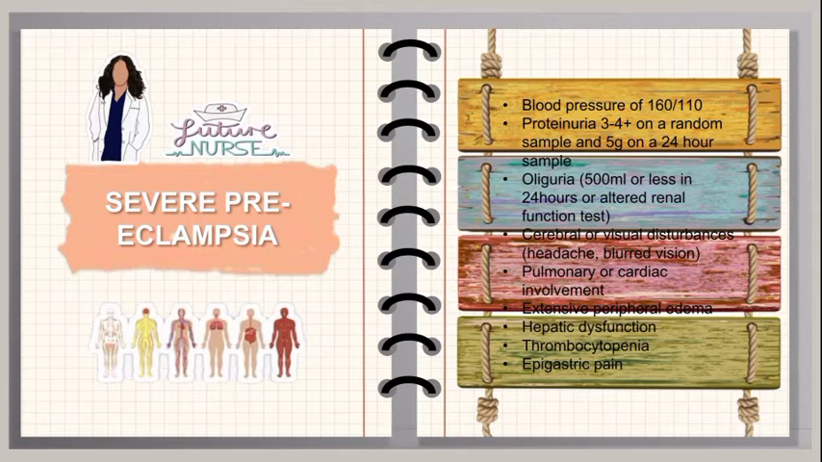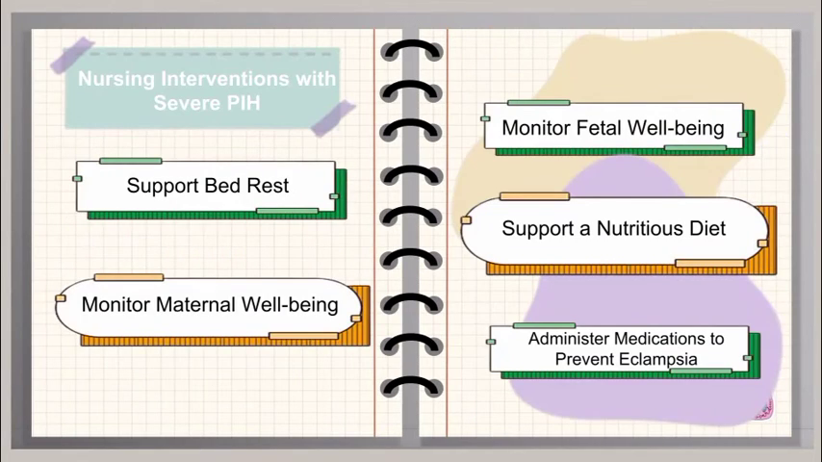Other symptoms are oliguria, cerebral or visual disturbances, headache, blurred vision, pulmonary or cardiac involvement, extensive peripheral edema, hepatic dysfunction, thrombocytopenia, and epigastric pain. So, in severe preeclampsia, there is a presence of protein in the urine, and extensive edema, but also additional symptoms. So these are the nursing interventions with severe pregnancy-induced hypertension.